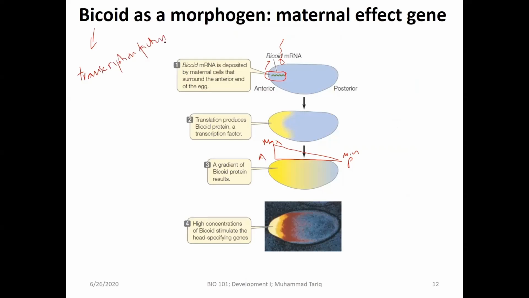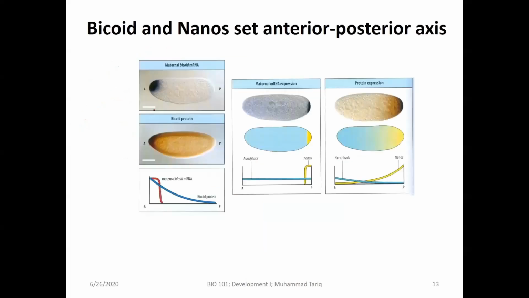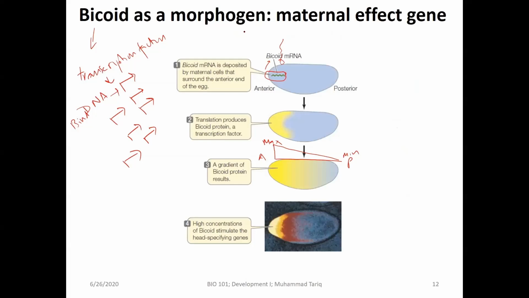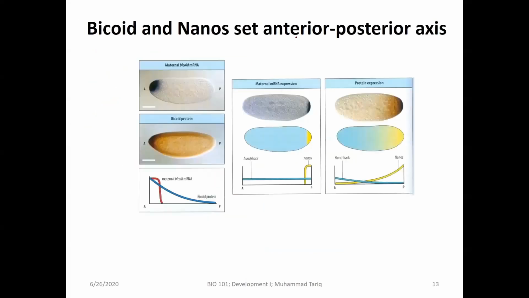Transcription factors are proteins which bind DNA and help in switching on genes. So bicoid binds many genes and then activates those genes. Now, what are those genes, for example? Here we had only one. Now we are going to see two contrasting examples.